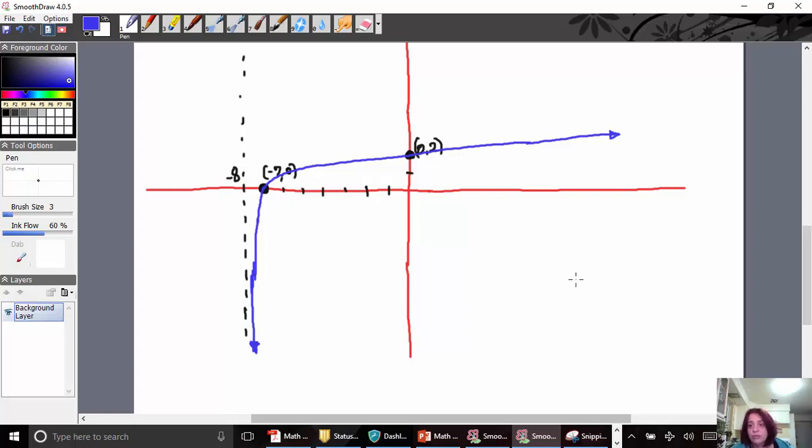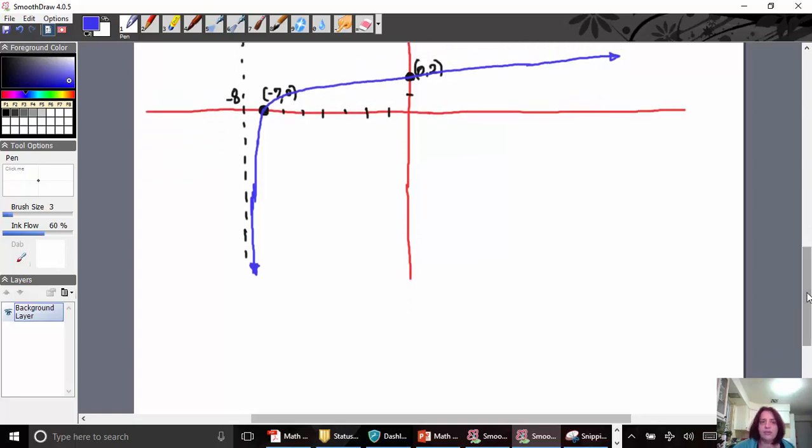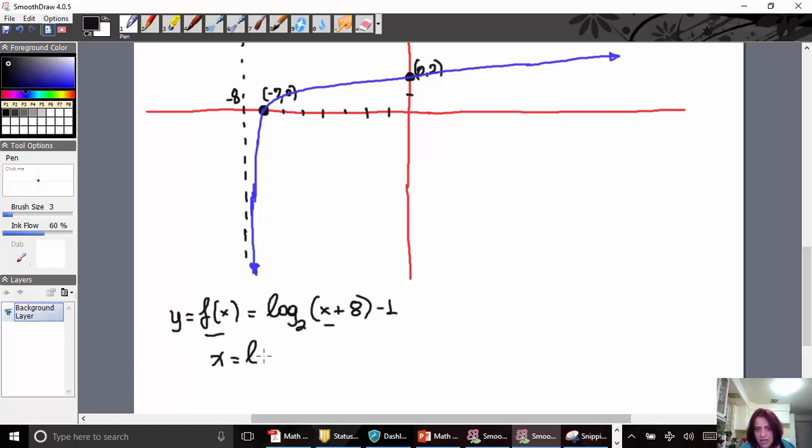One more thing that we want to do is to find the inverse of this function. So let's do this together. How do we find the inverse of a function? We start with the original function f of x equals log with base 2 of x plus 8 minus 1. At the next step, we interchange the f of x and the x. So now I rewrite this as y, and I make the y x and the x y.